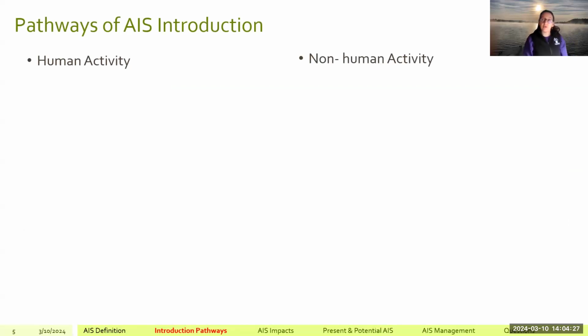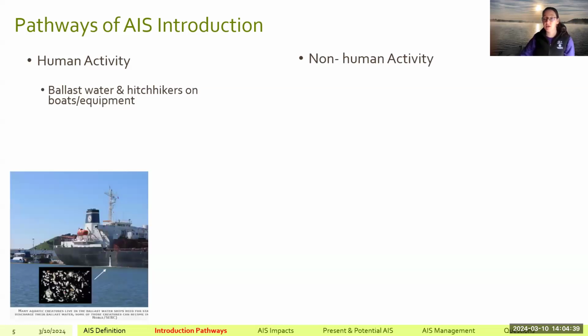There are different pathways of introduction. Some are related to human activity, some are not related to human activity. For aquatic invasive species, a big one is ballast water. So these are organisms that are transported in the ballast water of cruise ships, cargo ships, even smaller boats. And then when they transport it to another water body and the ballast water is drained, they're introducing this other non-native species.